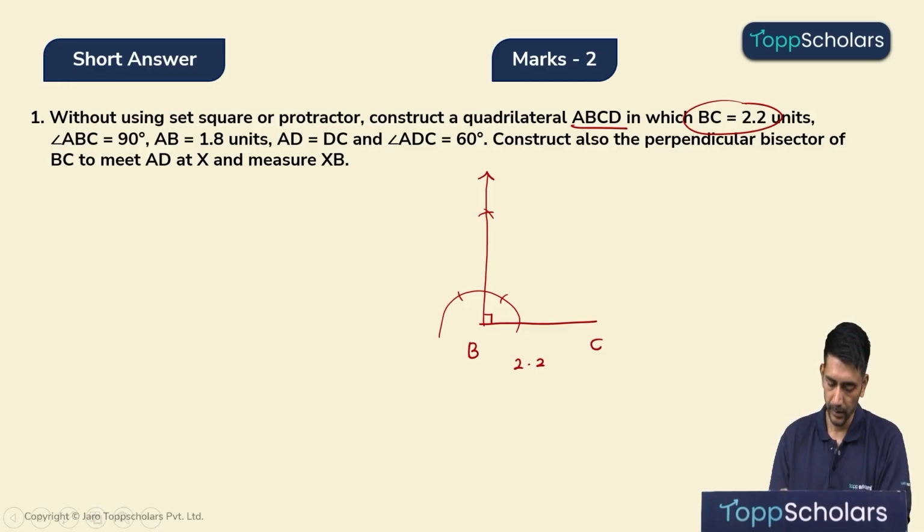Okay. So AB is how much? See, BC is 2.2 units. AB is 1.8 units. So cut an arc here. From point B, cut an arc which is 1.8 units. Correct? After that, what is given?